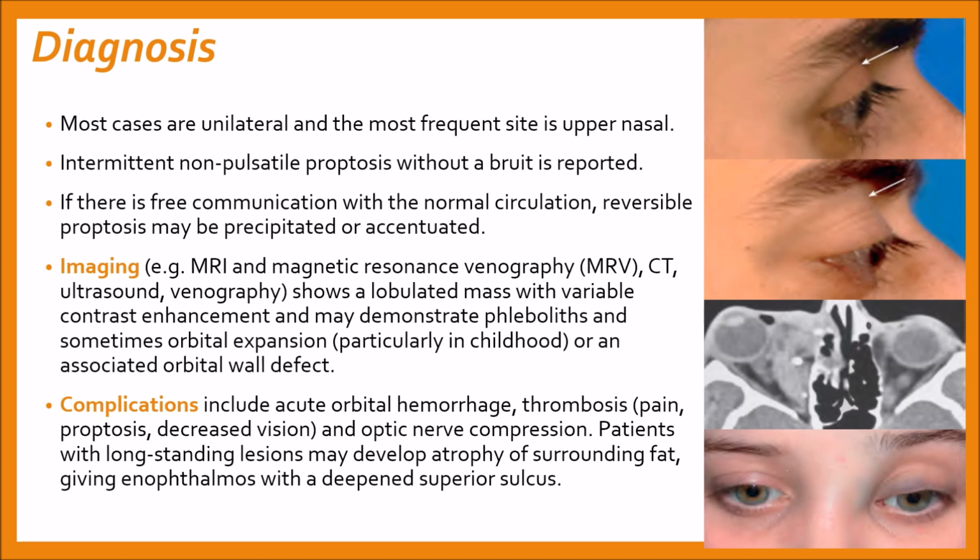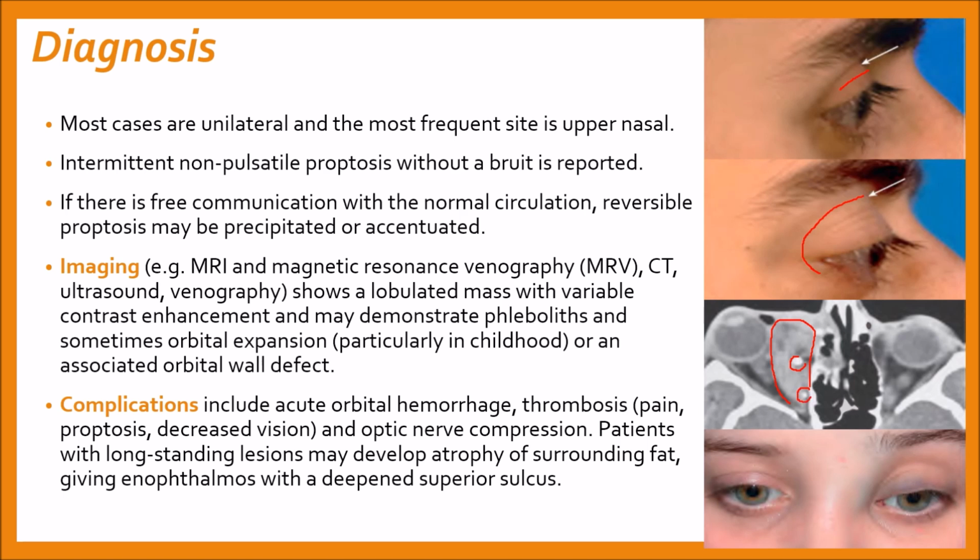The induced proptosis by Valsalva can be seen here. You can see this is pre-Valsalva and this is post-Valsalva in the patients, and this is the mass shown in the scan. You can also see that this is the lobulated mass, and these are the high density phleboliths.